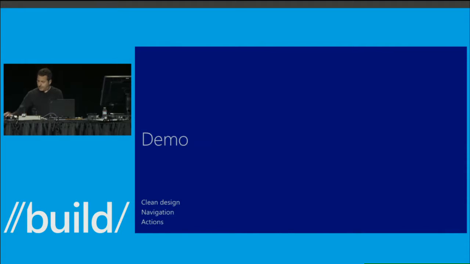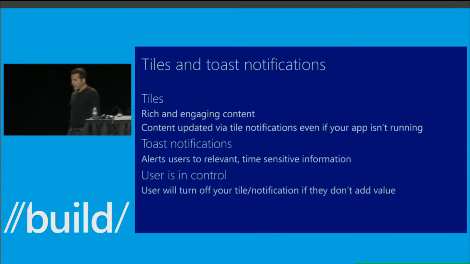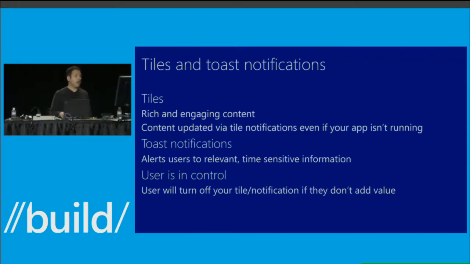All right, so next. I said that one of the reasons that we want to build apps on the WinRT is to take advantage of some of the functionality that's built into the platform. And a couple ones that I think can be particularly useful in line of business applications are tiles and notifications.